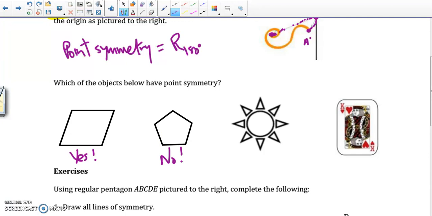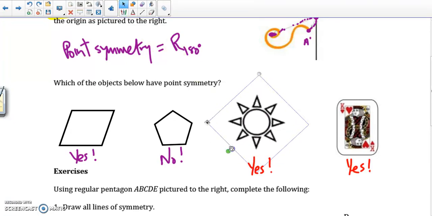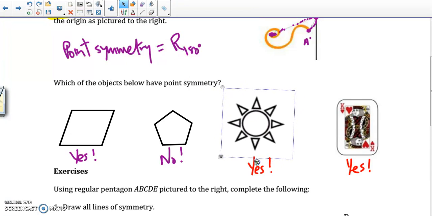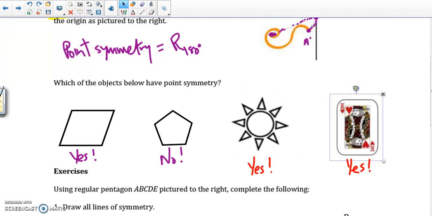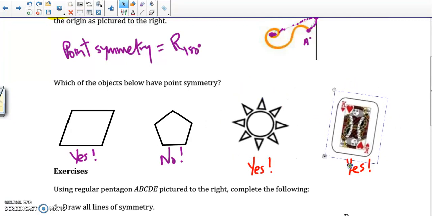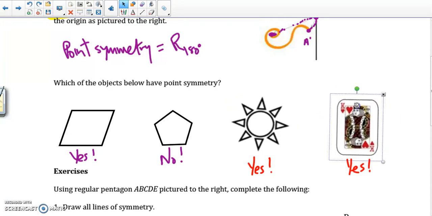All right, I'm going to pause, try the last two, and we're done. So we'll pause it and then check your work when you're done. All right, so my little picture of the sun here, we turn it exactly upside down. That's your 180-degree rotation. It looks exactly the same. So it definitely does have point symmetry. Same thing with the King of Hearts here. So if I ask you if something has point symmetry, turn your paper upside down, see if it looks the same.